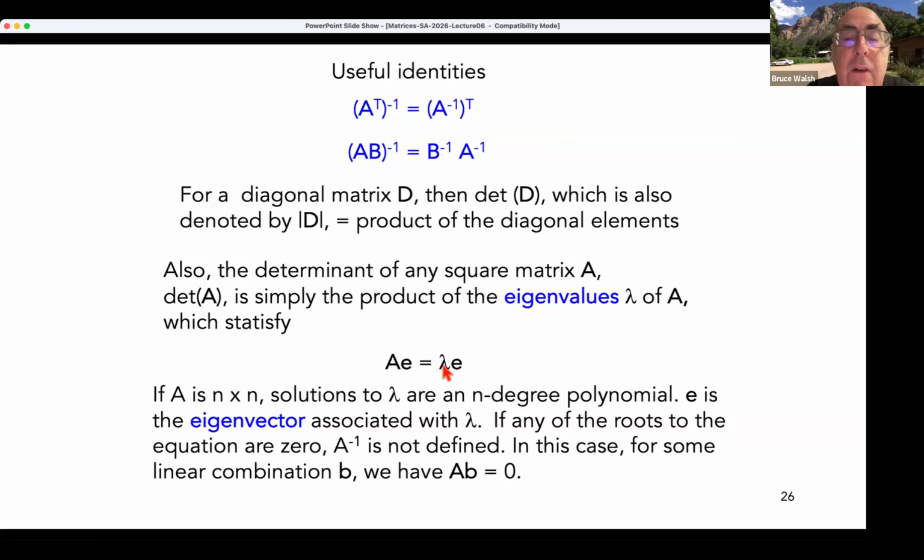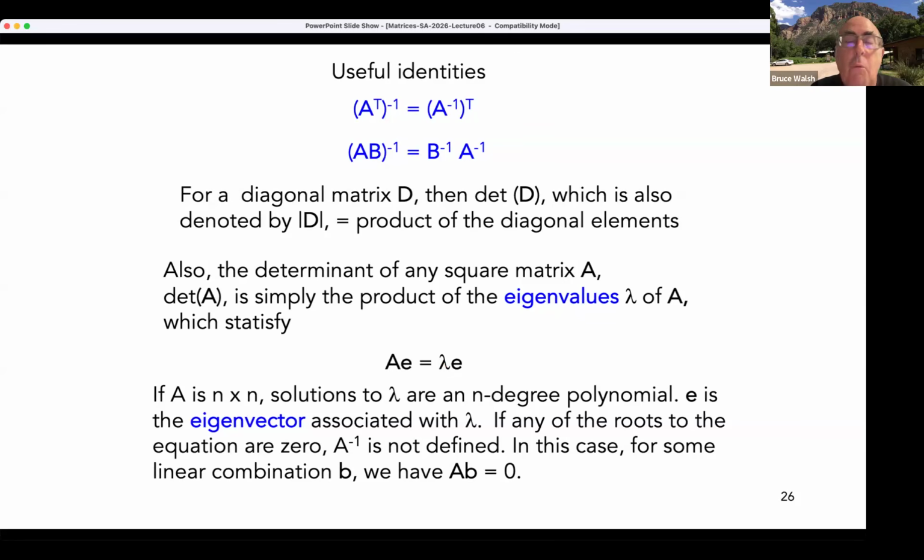So if I have an eigenvalue of 0, it means I've got some combination of the columns of A such that A times E gives me a vector of zeros. That means I've got redundant equations. If I've got an n by n matrix, I've got n eigenvalues associated with it. So this leads us into something that's a bit more powerful. If I have a determinant of zero, it means there's no unique solution.